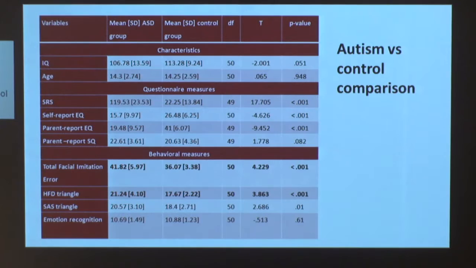Note again, we also found a strong correlation with the SRS. We found a strong correlation with self-report and parent report on the EQ. I don't know if any of you have come across the systematizing quotient, which is Baron Cohen's complementary measure, but we didn't find any effect on that. And we found an almost significant effect of IQ, but no effect of age. Surprisingly, no effect of age. And we have replicated this in children as well.